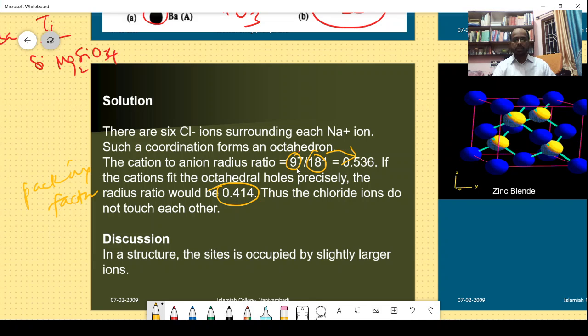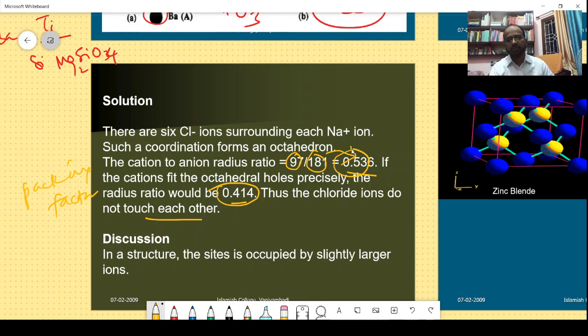Okay, here in this case of sodium chloride, you get 97/110, which is equal to 0.536. The cation sits in an octahedral site, where precisely the radius ratio would be 0.406. Third, the chloride ions do not touch each other. That is what this is based on. If you get something like 0.414, you can say they are touching like that. But here we have a lot of space.